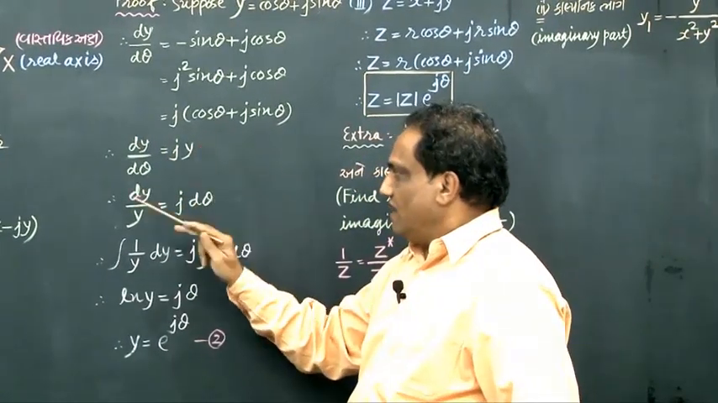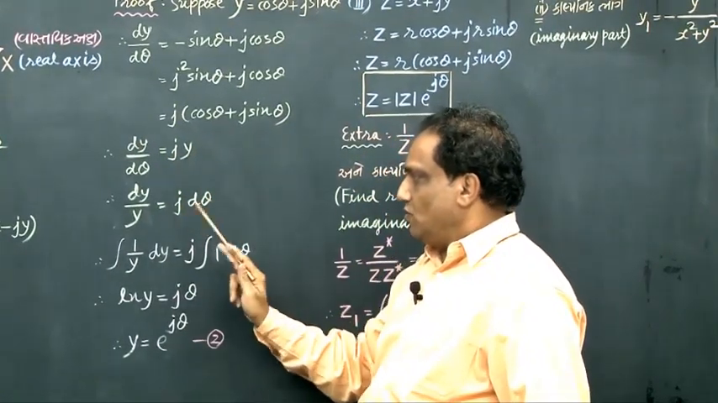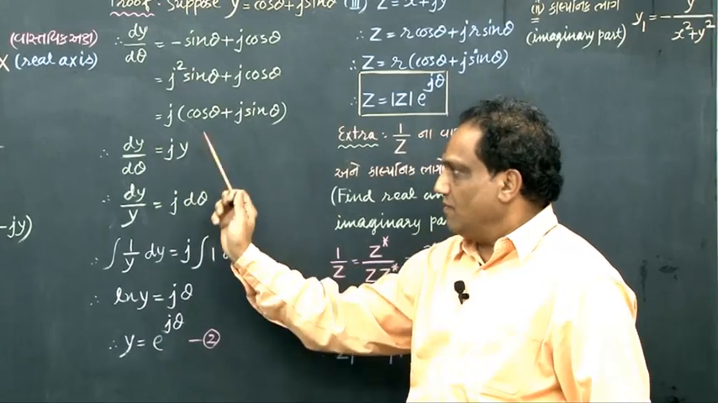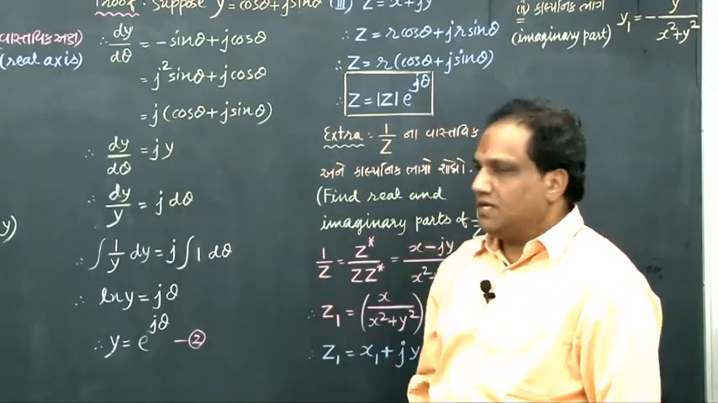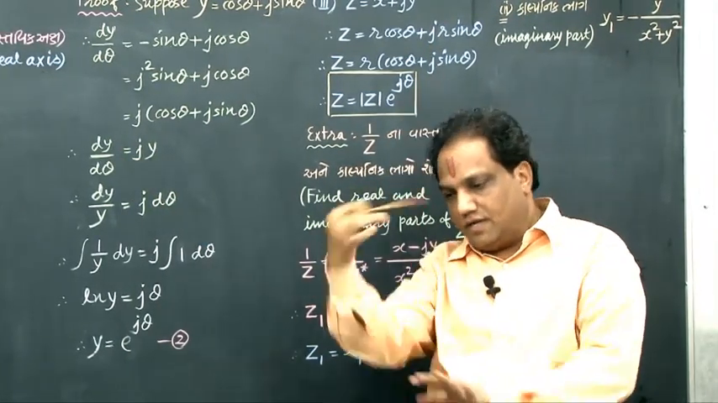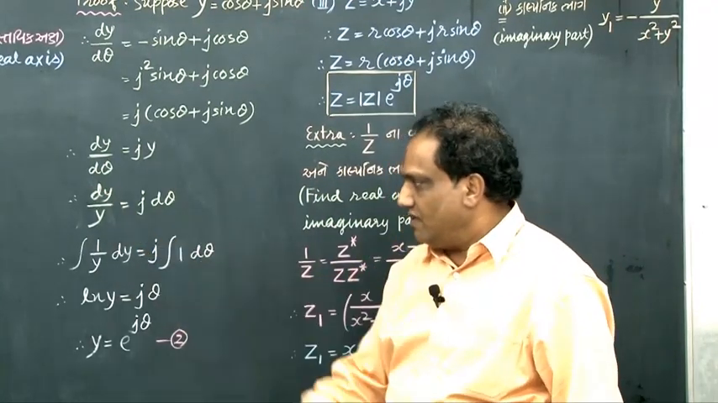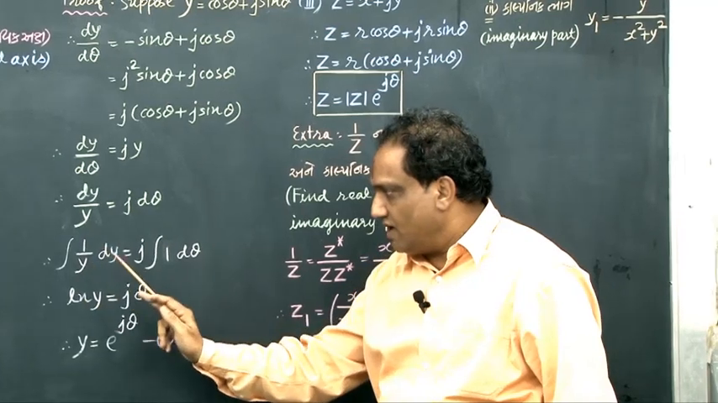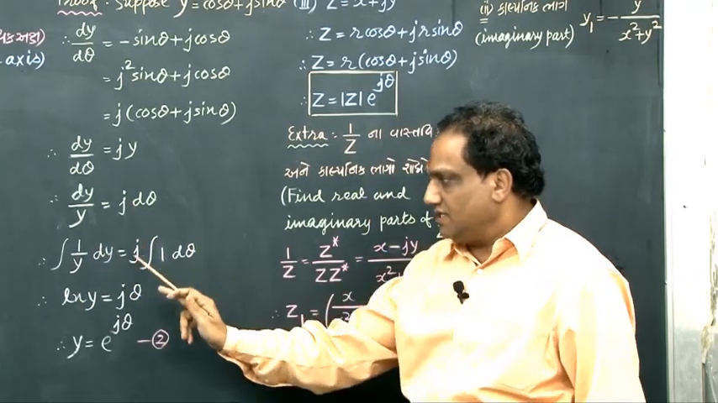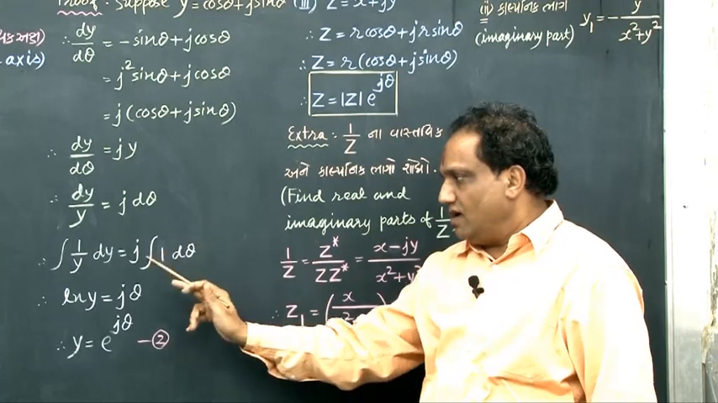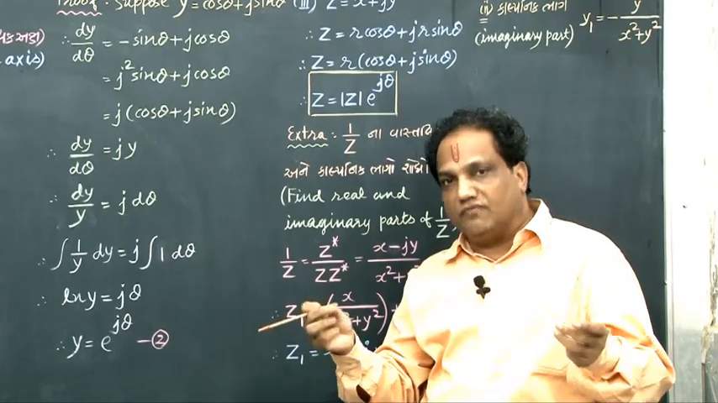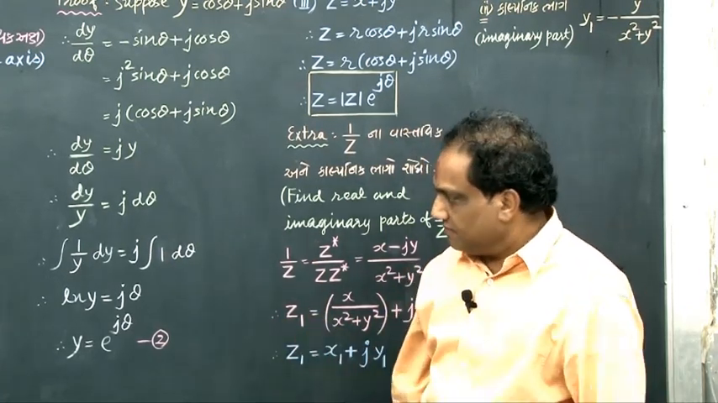dy upon y will be j into d theta. Take now integration on both the sides. Integration 1 upon y dy, j as it is, integration 1 d theta.